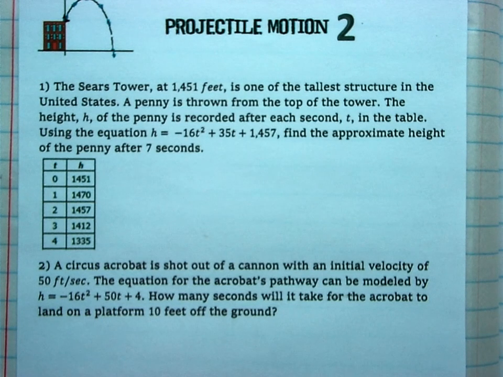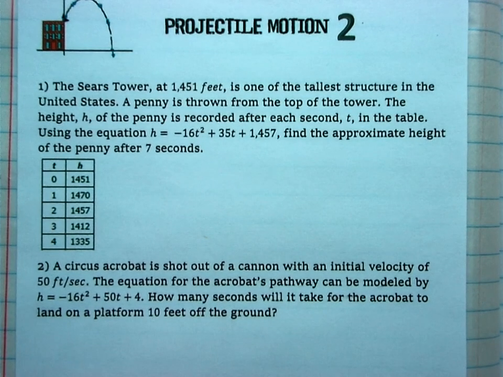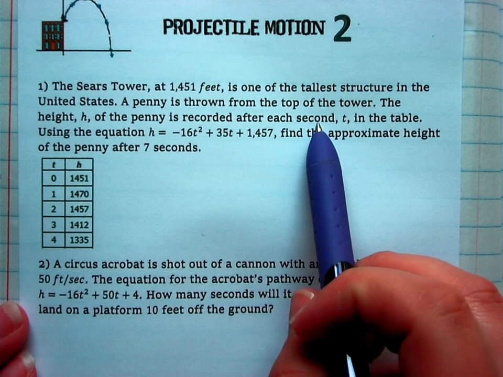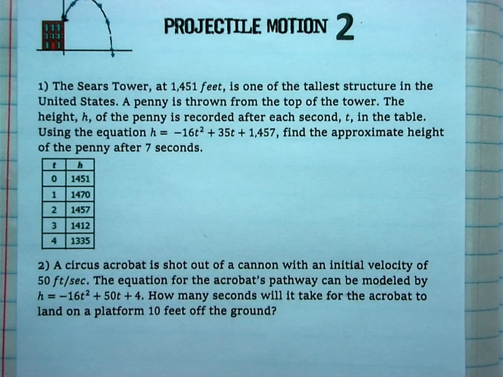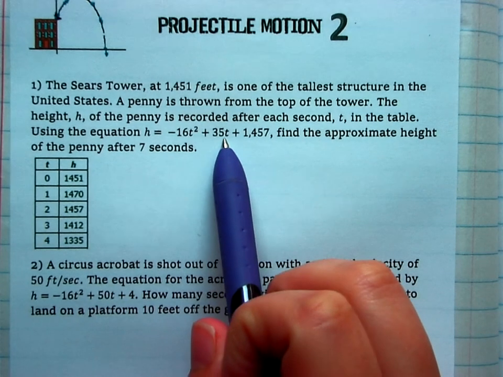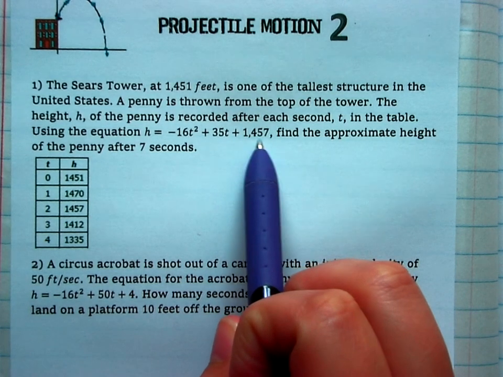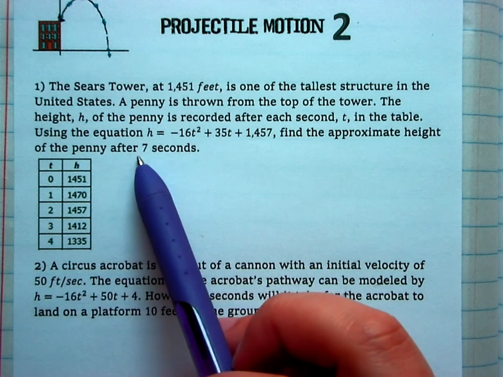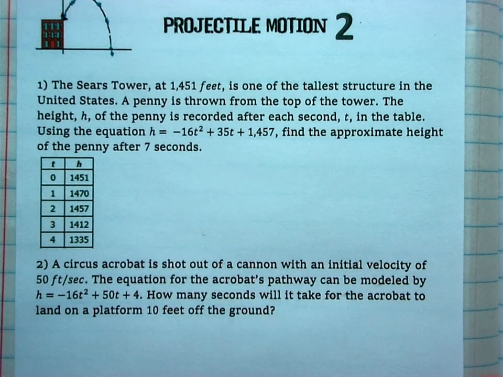Okay, number 1. The Sears Tower at 1,451 feet is one of the tallest structures in the United States. A penny is thrown from the top of the tower. The height h of the penny is recorded after each second t. So this is just letting you know that h stands for height, t stands for time or seconds. Using the equation h equals negative 16t squared plus 35t plus 1,457, find the approximate height of the penny after 7 seconds.